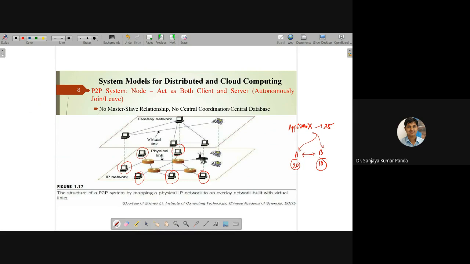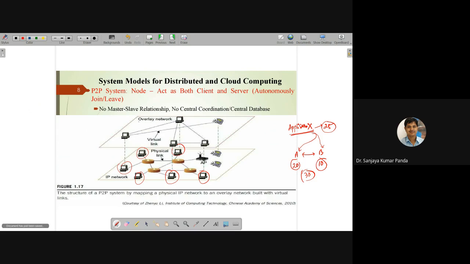So if both organizations collaborate together, they have 30 different servers. Then application X can be executed, because application X requires only 25 servers, and together they have 30 servers. So it is sufficient for that particular application to execute. So what are they actually doing? They are creating a virtual infrastructure.